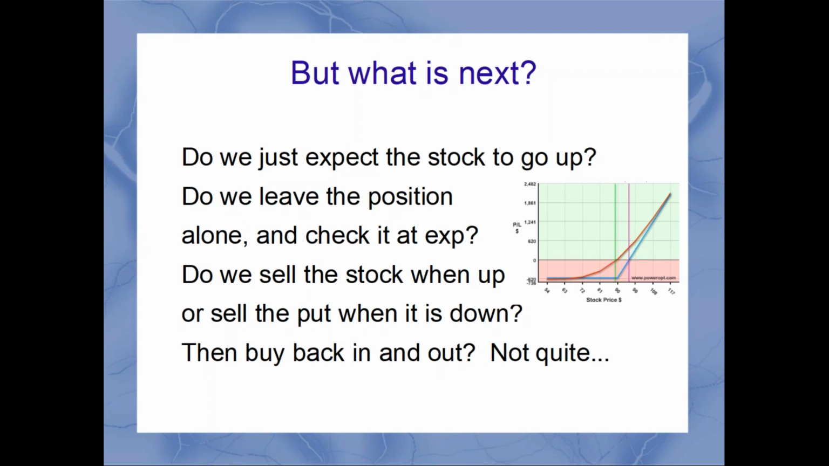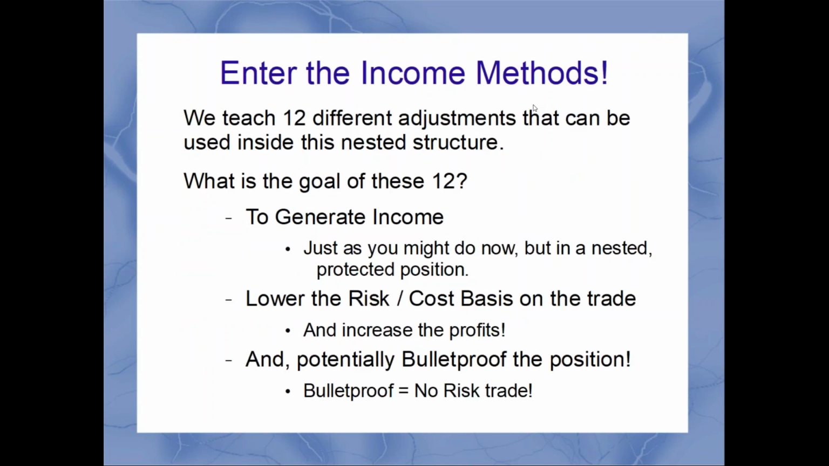But do I try to leg in and out? Once I open the proper structure, do I sell the stock when it moves up? Or do I just sell the put when the stock is down, then continue to buy back in and buy back out? No, not really. We're going to use other forms and other structures to do that to keep the controlled risk in place and to keep our upside potential profit increasing or moving up to take advantage of that while rewarding ourselves in the proper position. This is where the income methods come in.